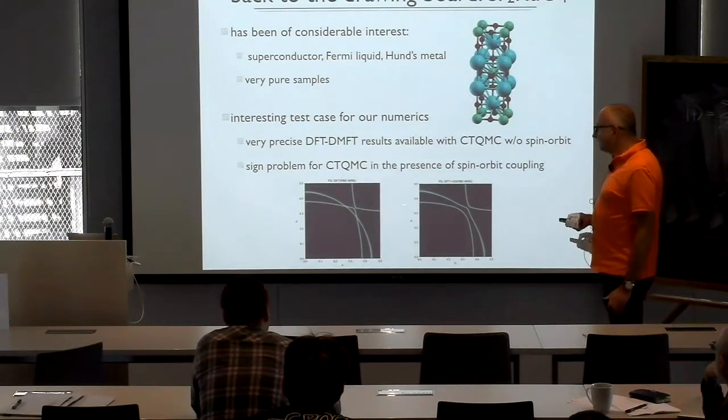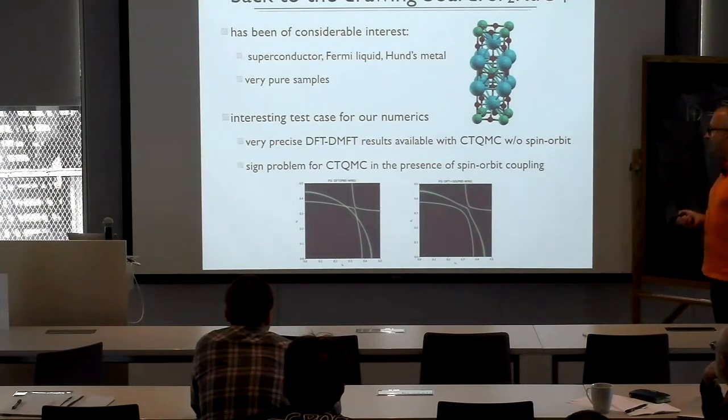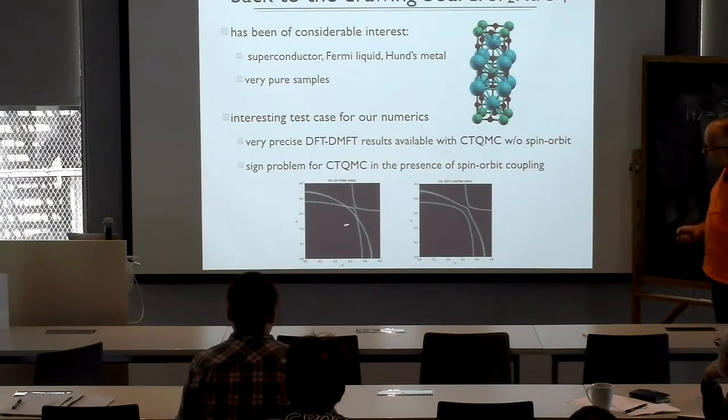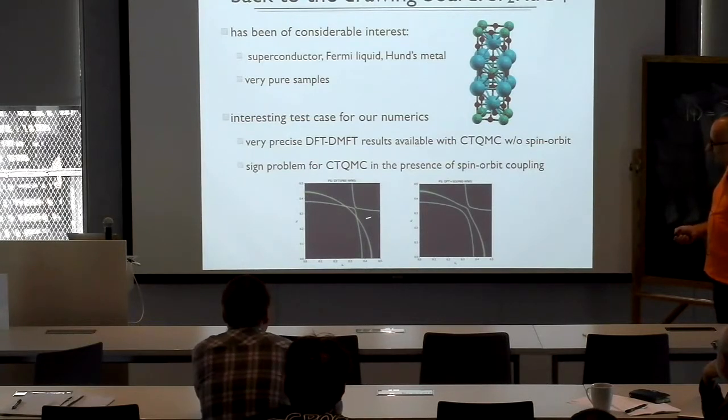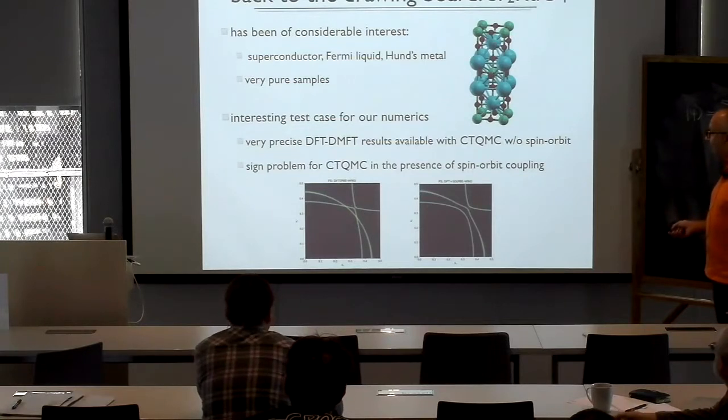The second thing is, however, that CTQMC faces a sign problem in the presence of spin-orbit coupling, which, however, is not a minor effect. These are DFT pictures which Manuel gave me. This is the Fermi surface without taking spin-orbit coupling into account, which is totally restructured around here as soon as you put in the spin-orbit coupling. So it would really be interesting to see the difference. This is the physics which we're actually aiming for.